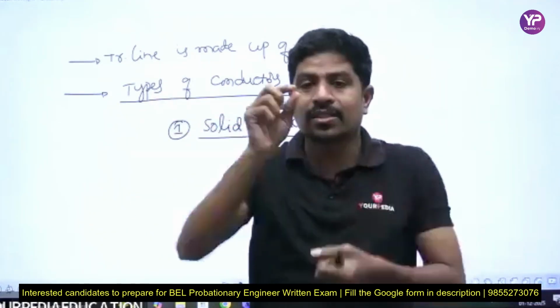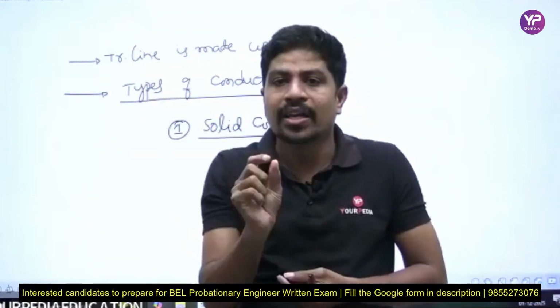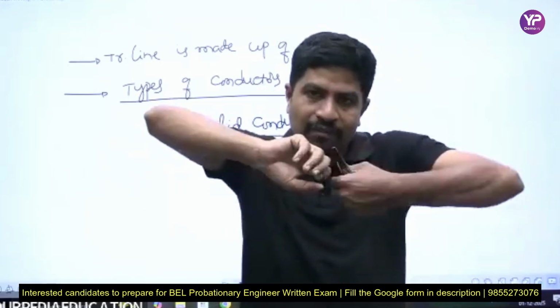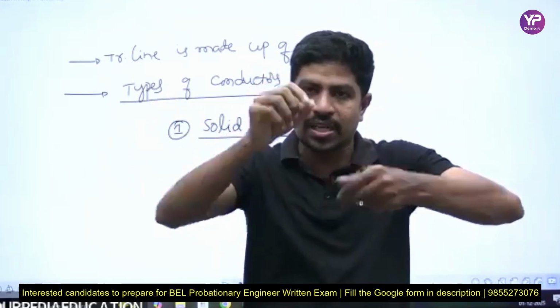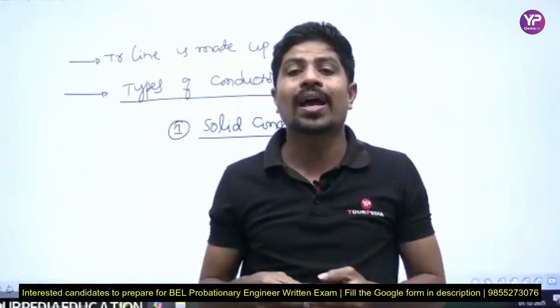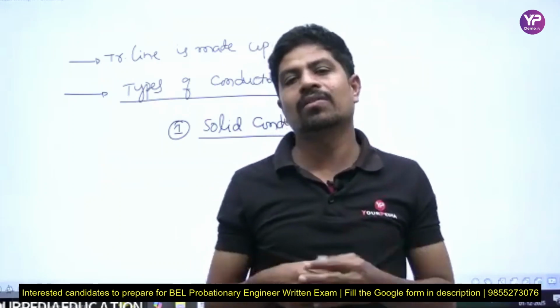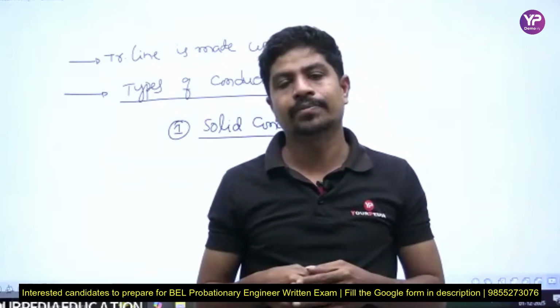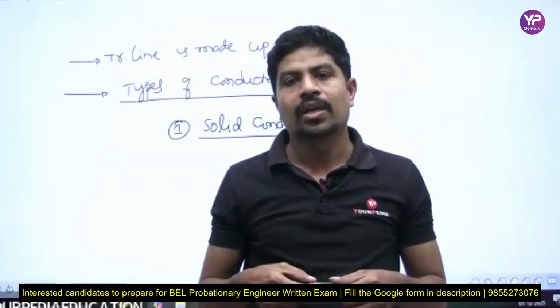A small size conductor is called a strand. Several such conductors we take and we twist together. That is called a stranded conductor. Right? Yes or not?